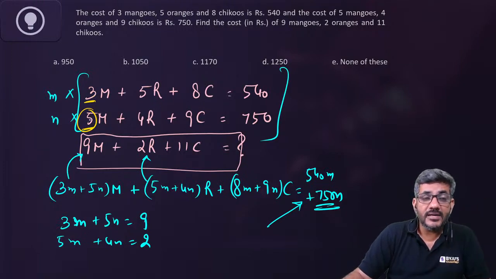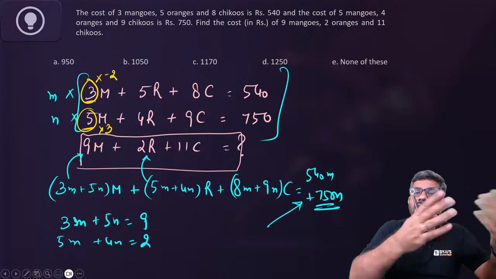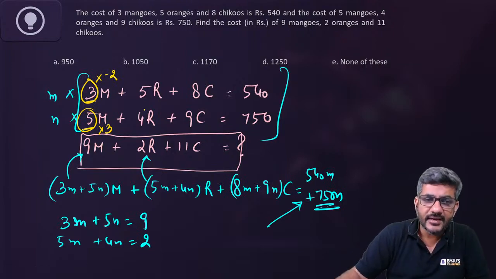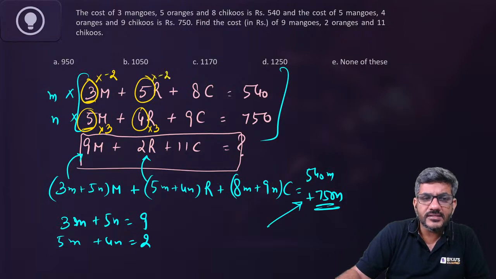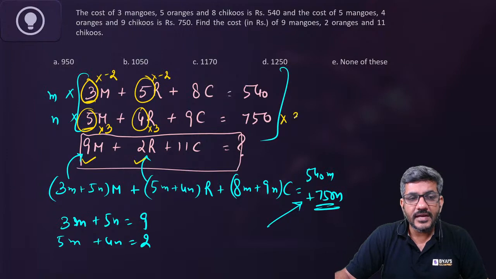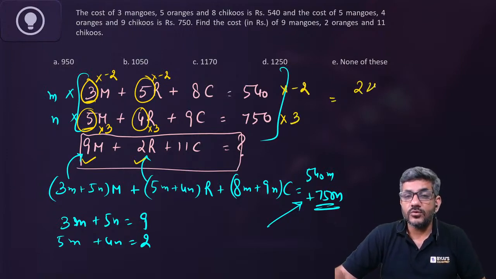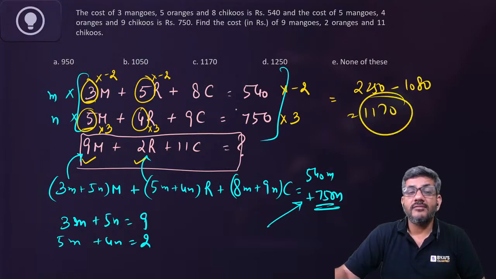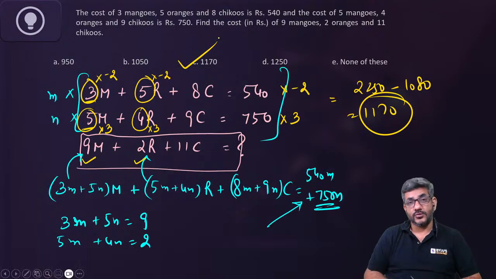Yes, if you multiply this by 3, 5 3 जा 15 and multiply it by minus 2, 15 minus 6 will give me 9. Try this here as well. 4 into 3, 12. 12 minus 10 is 2. Yes, satisfies? That's your answer. So 750 into 3, 540 into minus 2. That will be the answer. 2250 minus 1080. 1170 is the correct answer for this question.